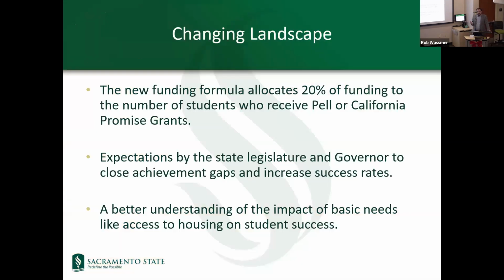There is a changing landscape, however. The new funding formula for community colleges rewards colleges for giving more funds out to low-income students. There's expectations by the state legislature and the governor on closing achievement gaps and increasing student success. And then finally, there's just a better understanding of the need to address basic needs like food and housing insecurity that relates back to academic success.